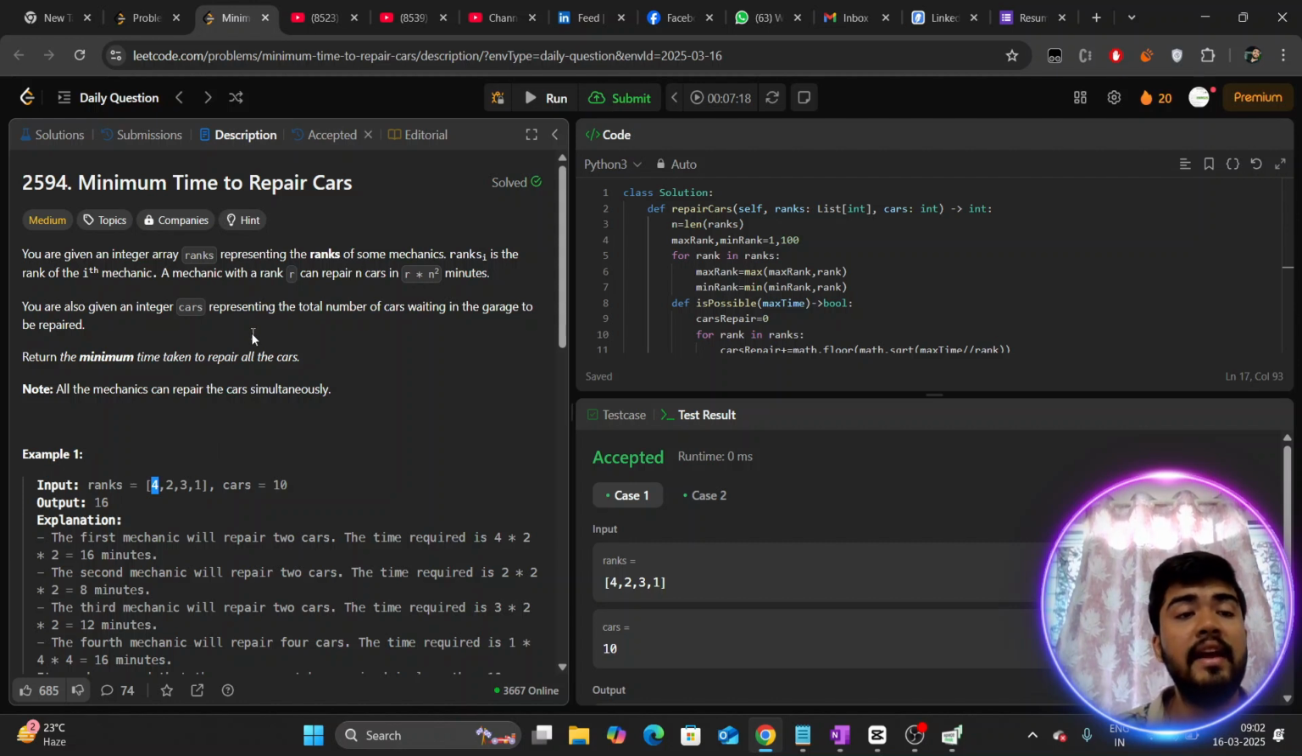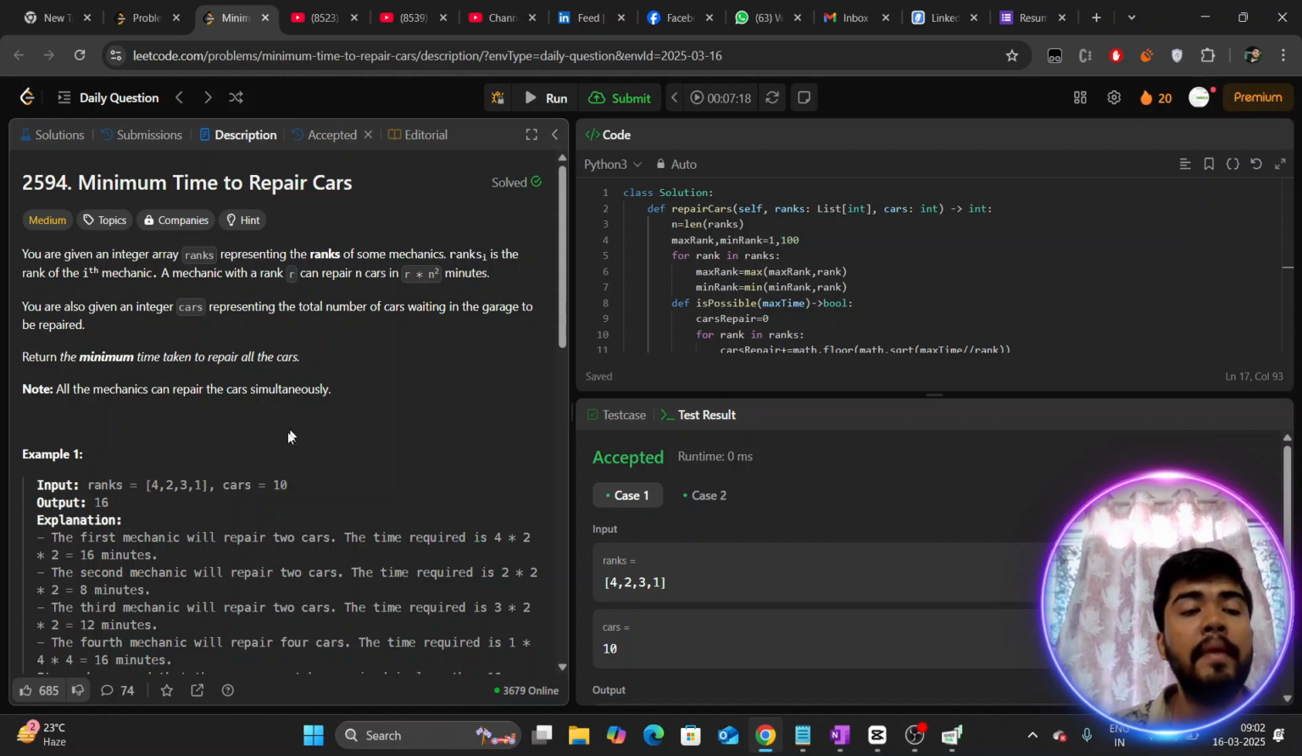And how am I stating that? In the very next line, a mechanic with rank R can repair n cars in R times n square minutes. So if a particular mechanic is repairing n cars, and his rank is R, then he can repair all n cars in R cross n square minutes.